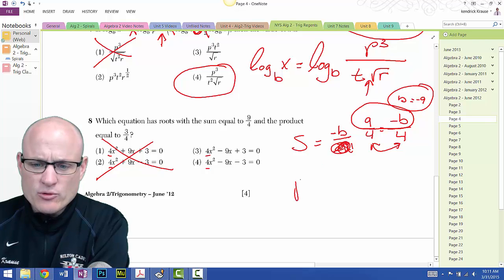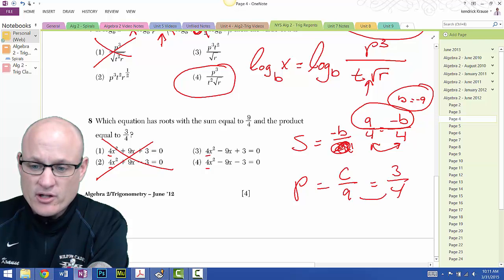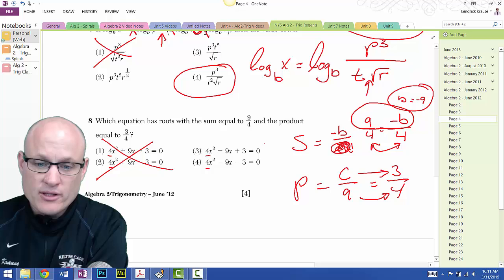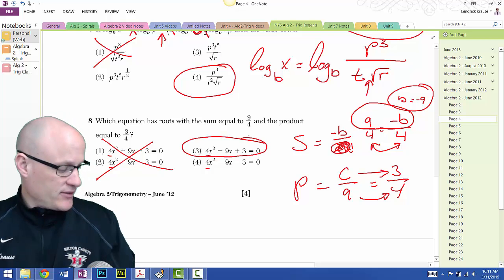And the product rule is c over a, which they've given us to be 3/4. Well, a is already 4. That means c has to be 3. There's our answers, kids.